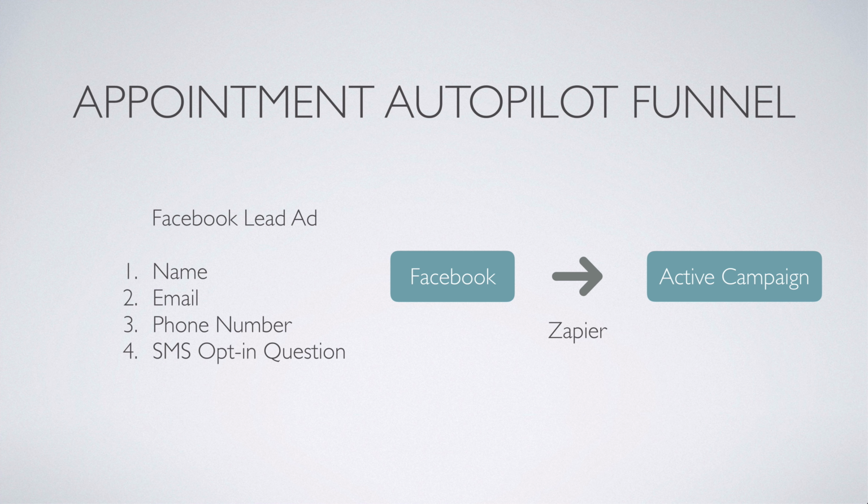Once we have generated our Facebook lead ad, the next step is going to be to set up the Facebook to Active Campaign connection. I listed Zapier here as one option, as a mediator tool that can take your Facebook lead ads and put them into Active Campaign and add them to an Active Campaign list. From putting them into Active Campaign, we'll be able to take them through each stage of the Appointment AutoPilot funnel.